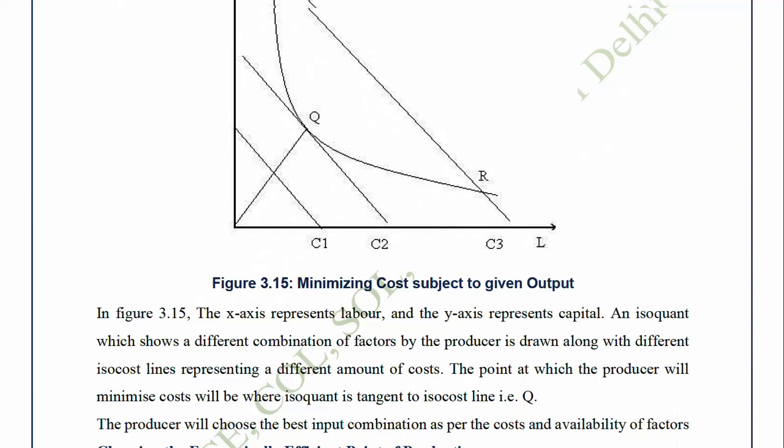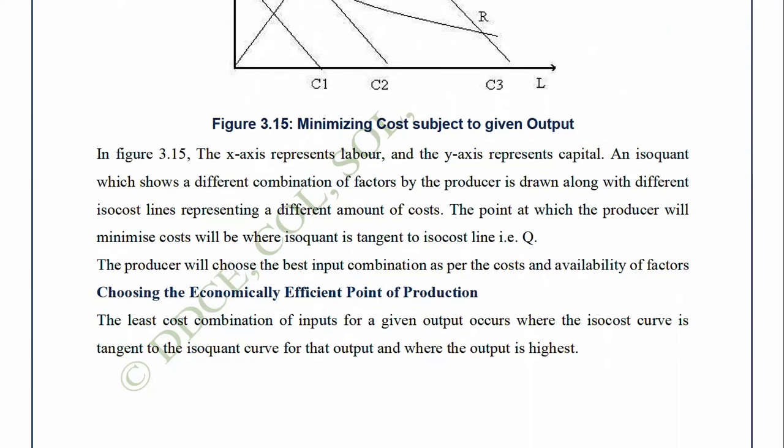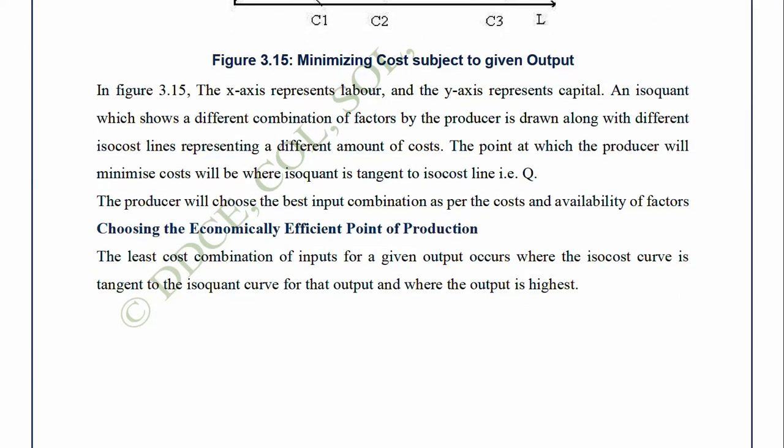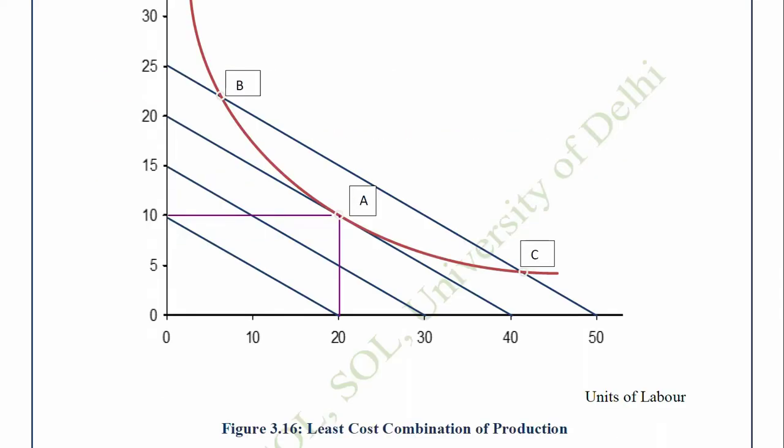Q. The producer will choose the best input combination as per the costs and availability of factors, choosing the economically efficient point of production. The least cost combination of inputs for a given output occurs where the iso-cost curve is tangent to the isoquant curve for that output and where the output is highest. Figure 3.16 depicts least cost combination of production.